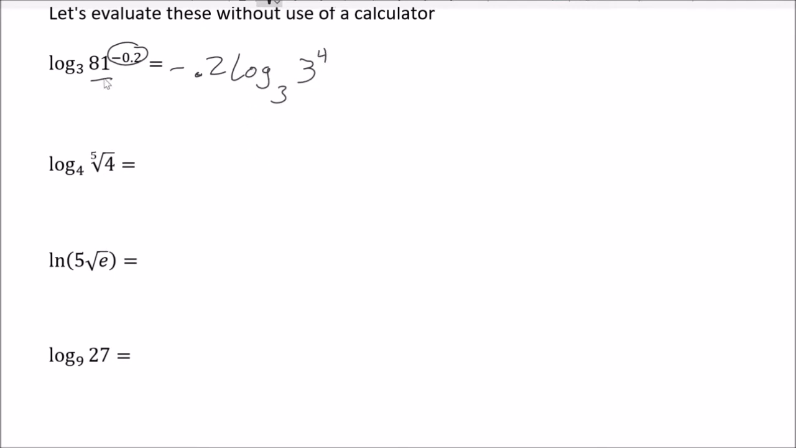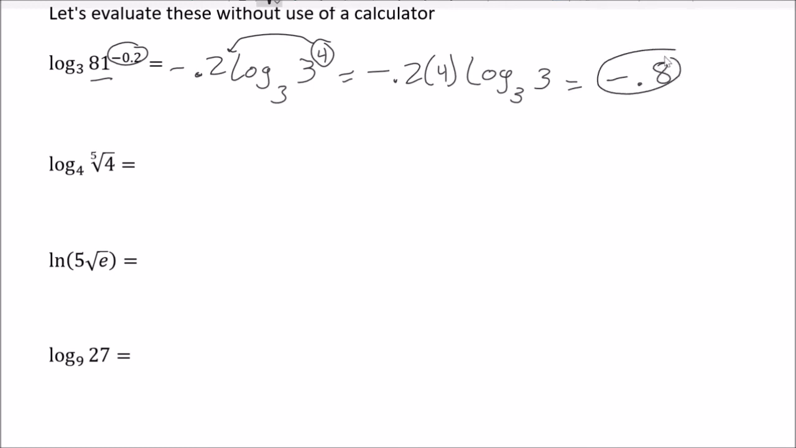3 to the 4th is 81, and we remember that when we have an exponent, we're allowed to bring that down in front. Now, that may feel a little weird because we've already done that, but if we have another exponent, we're totally allowed to do it. So what do we have? Negative 0.2 times 4 times log base 3 of 3. Well, log base 3 of 3, we know that's 1. Times 4 is 4, times negative 0.2 gives us negative 0.8. And that's all it is, y'all. Okay, what about the next one?